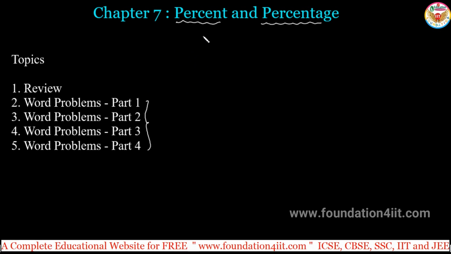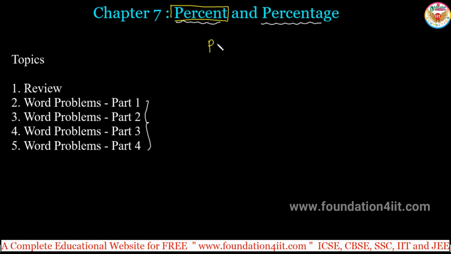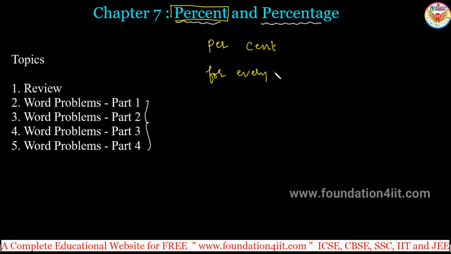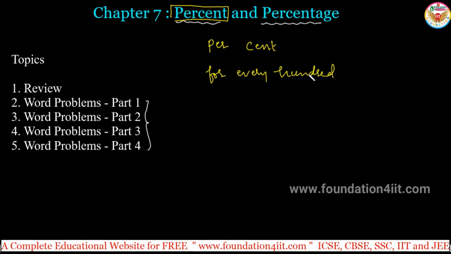Right. So when you see this word percent, if you separate the letters, per cent, that means for every 100. Cent is for 100, so the meaning is for every 100. Every 100 we have to calculate, that is nothing but a percentage.